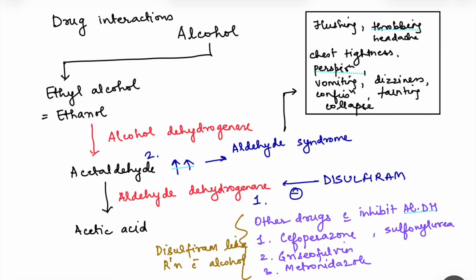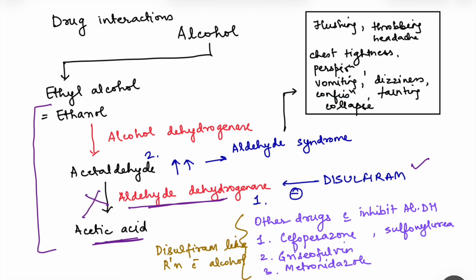Okay. Now what are the drug interactions? So first, I told you about this metabolism. Ethanol is metabolized by alcohol dehydrogenase to acetaldehyde, which is further metabolized by aldehyde dehydrogenase to acetic acid. Now there is a drug, disulfiram. Disulfiram inhibits this enzyme aldehyde dehydrogenase. So what is going to happen? Acetaldehyde will not be converted to acetic acid. This pathway will be blocked, and there will be accumulation of acetaldehyde.